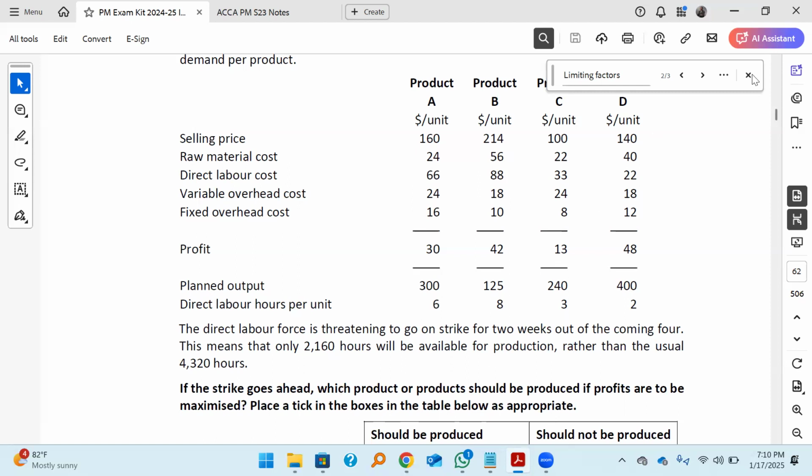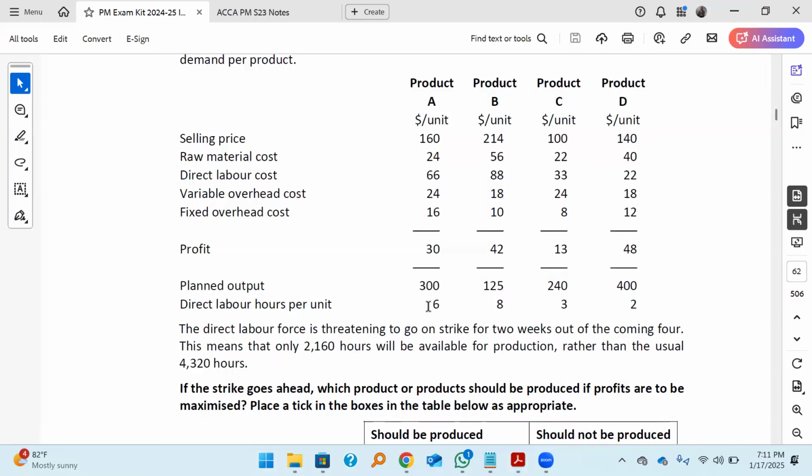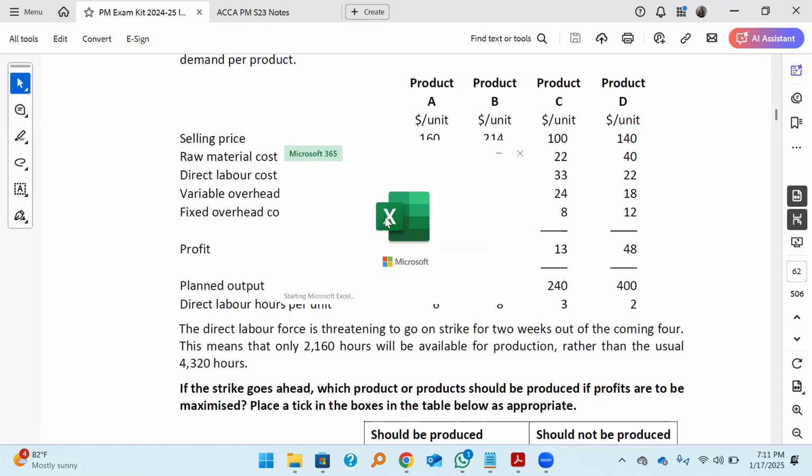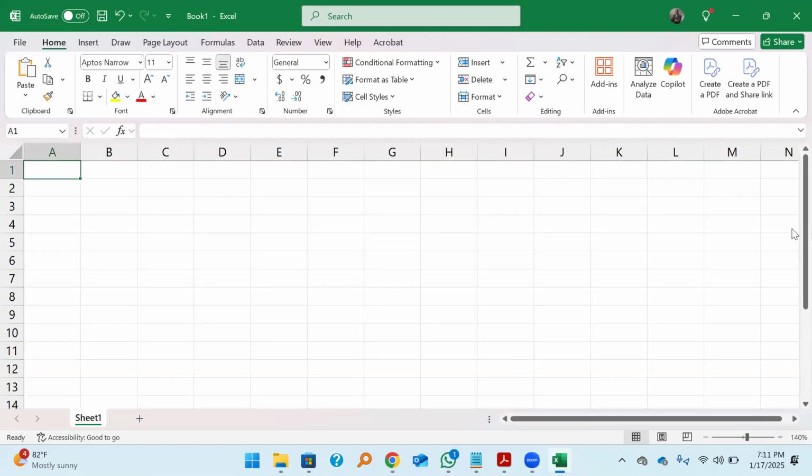So this is an example of that situation where you don't have more than one limiting factor. You just have one. In this case, it is labor hours. So if we are to set up our Excel file, just for illustrative purposes, when you are looking at limiting factors, remember that we said we look at the contribution per unit. Then we also look at contribution per the limiting factor.